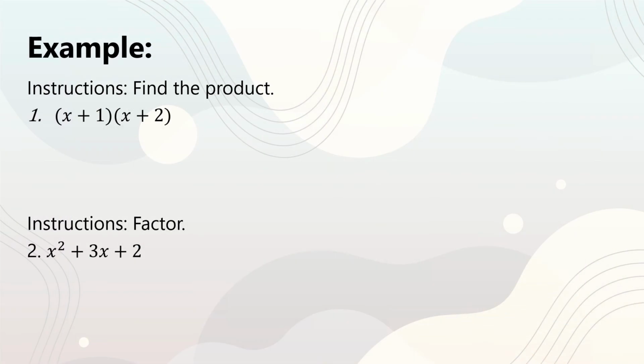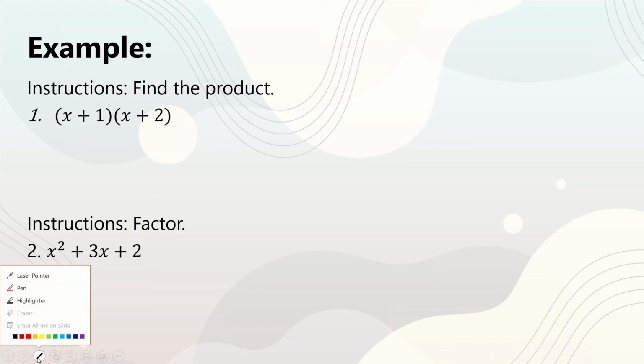So as an example, we have here an instruction wherein we are asked to find the product of the binomials x plus 1 and x plus 2. If we try to answer this using your knowledge and skills from grade 7, you can either use the distributive property as a method, or you can use a special product called the FOIL method.